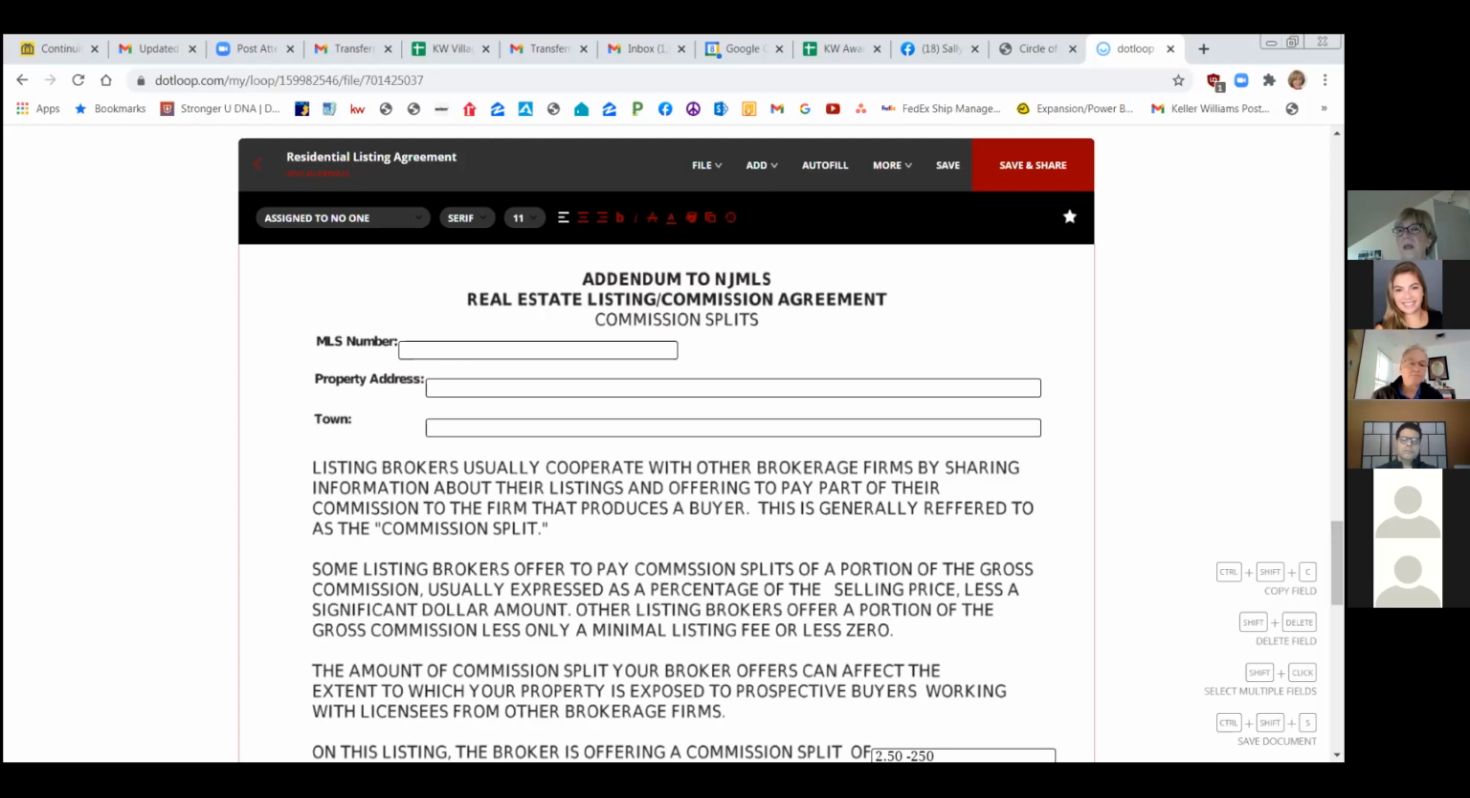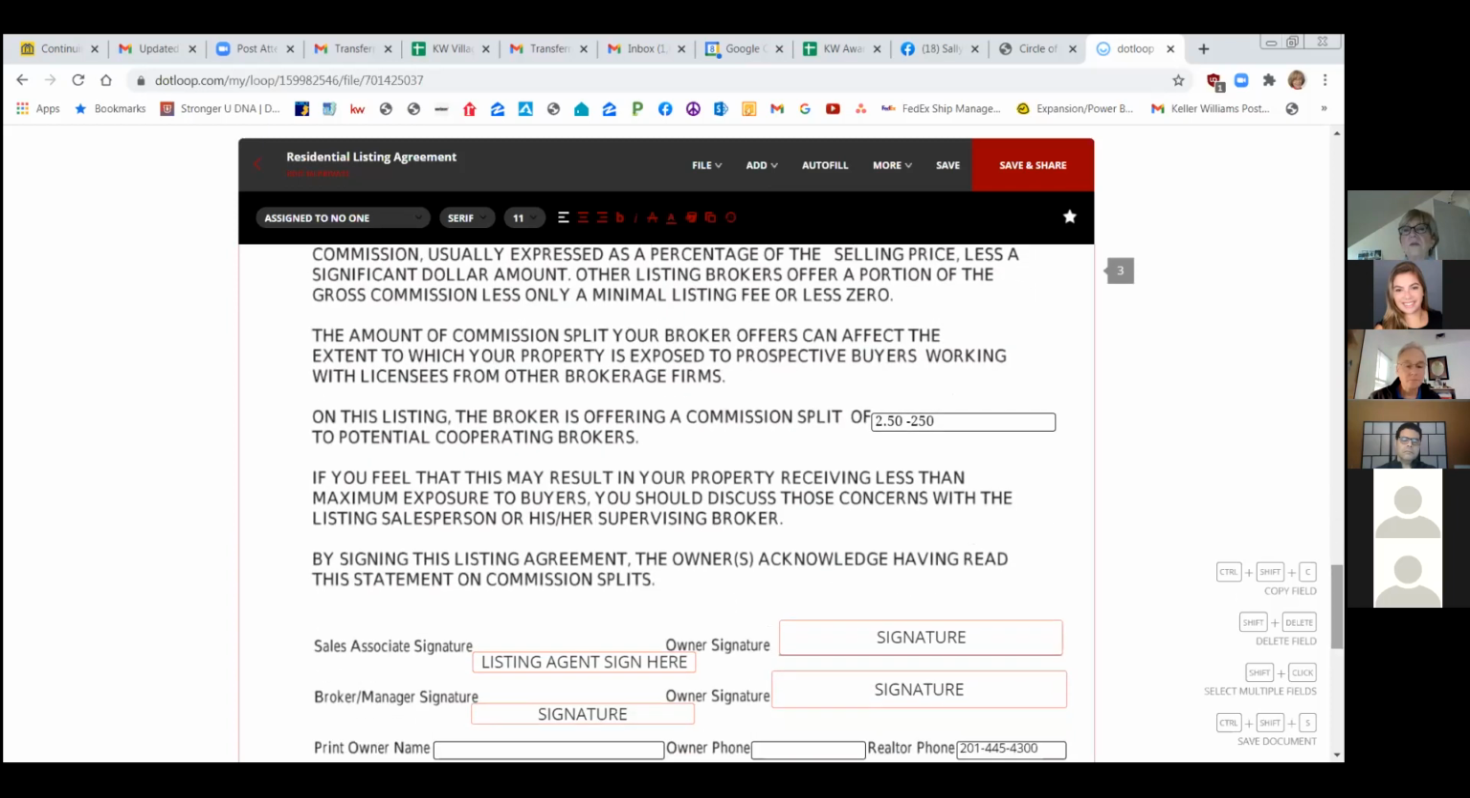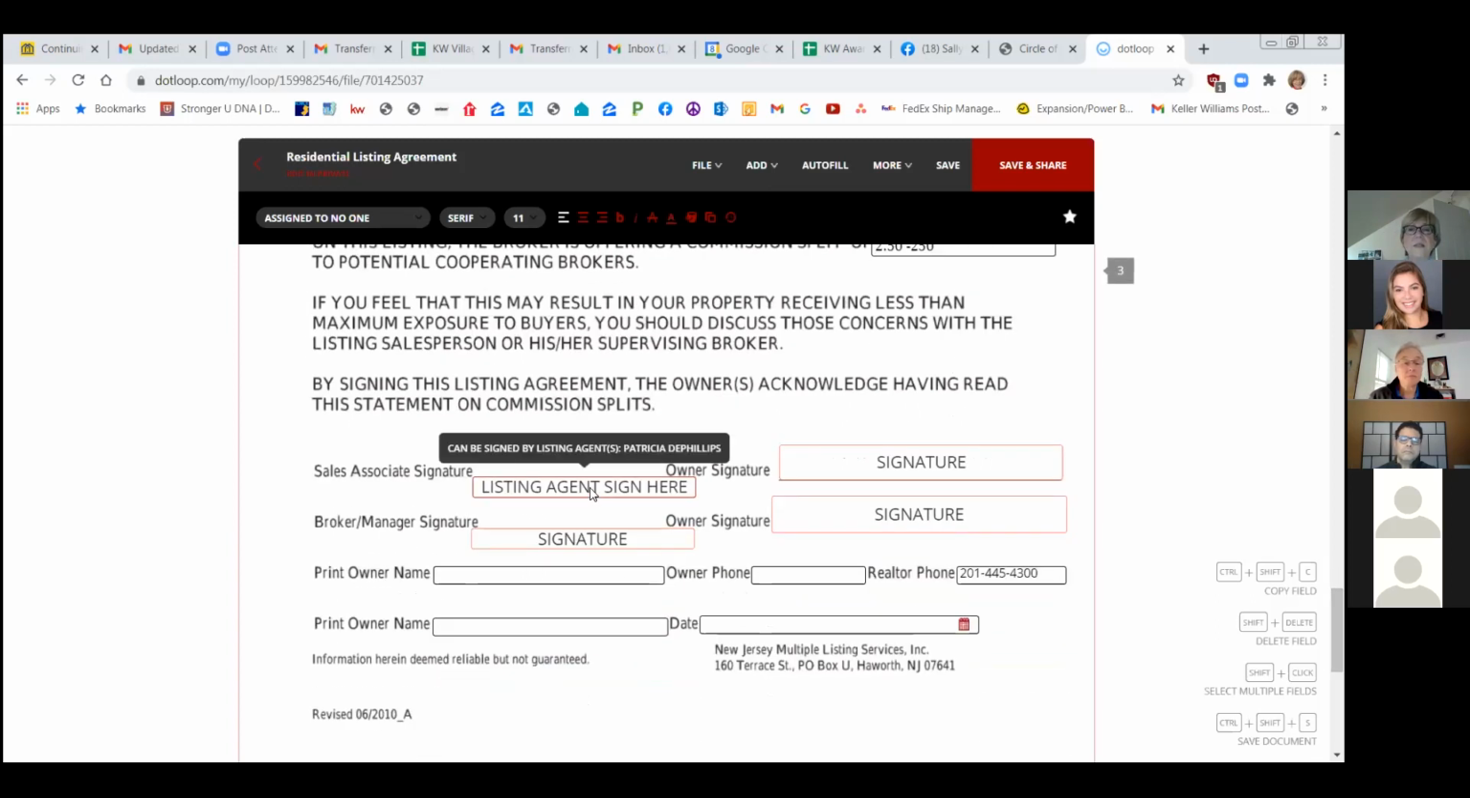Okay, so this is called the addendum to the listing agreement, and it refers to the commissions. So you're going to fill in your property address and the town, and scroll down here, and again, you're going to write what the buyer agent commission is. So remember, we said it was 2.5% minus 250. So you're going to fill that in there. And then you, as the listing agent, are going to sign. Your sellers are going to sign. And once that's done, I will sign.